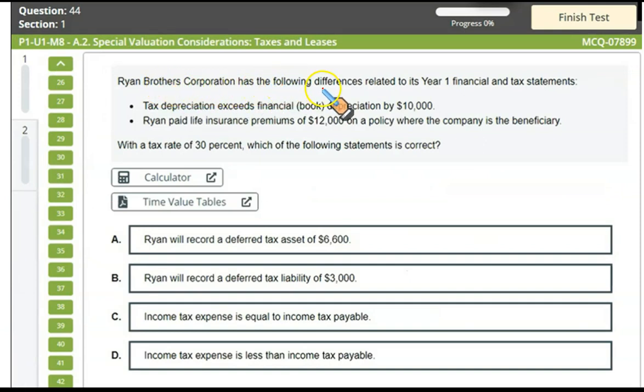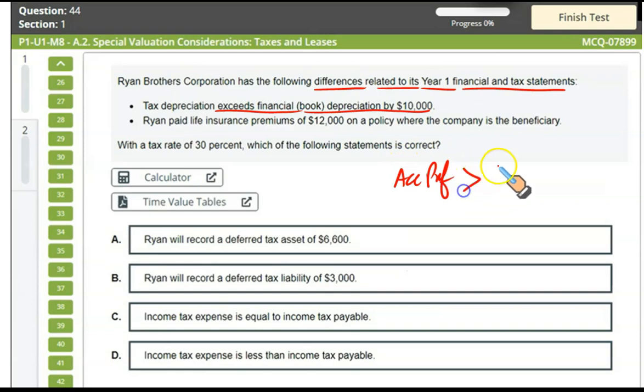Ryan Brother Corporation has the following differences related to its year 1 financial and tax statements. Tax depreciation exceeds financial depreciation by 10,000. When you are charging more depreciation on tax basis, it means your taxable income will be lower. You will have to pay less tax now, but in the future you will have to pay more tax. Remember, whenever your accounting profit is more than your taxable profit, you will be paying less tax now, but in the future you will have to pay more tax. Under such circumstances, it results in deferred tax liability. How do we calculate? Take the depreciation amount multiplied with tax rate. It's going to be 3,000 deferred tax liability.